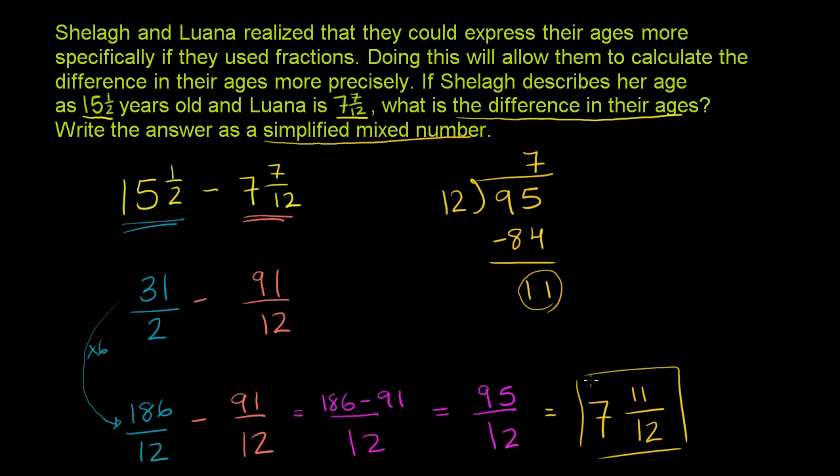And we're done. The difference between Sheila and Luana's age is 7 and 11/12, or Sheila is 7 and 11/12 years older than Luana.